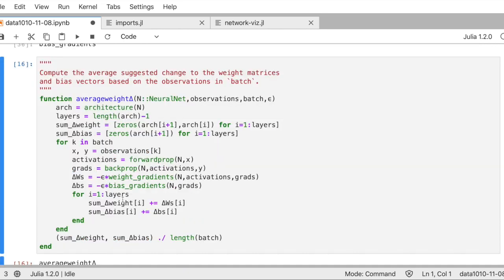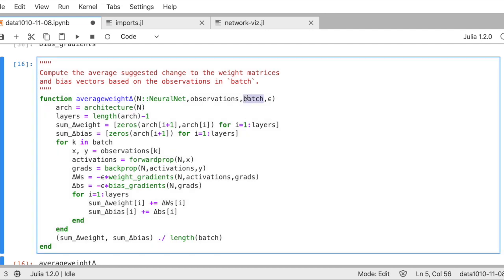Next, we'll do the work of averaging the suggested changes coming from each observation in a given batch. So we start with 0 matrices for the suggested changes, and then we loop over the batch, and for each x comma y pair in that batch, we forward propagate and then back propagate to compute all the gradients. And then we say, okay, what are our weight gradients? What are the suggested changes to the weights?